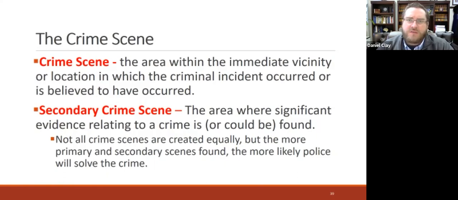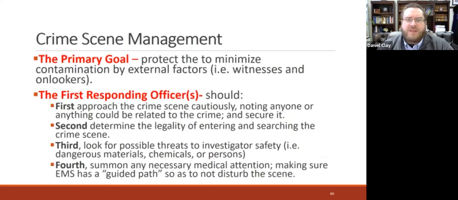So there's a lot of unknowns when you respond to a scene. You don't know if it's a primary or secondary until you have time to clear the scene. And you don't know how many primary and how many secondary crime scenes are out there, right? Which sounds like an uphill battle, and it really is. But the more primary and secondary crime scenes that detectives find and piece together, the more likely it is we're going to solve a crime. Again, homicides usually have the highest clearance rate, but nowhere near 100%.